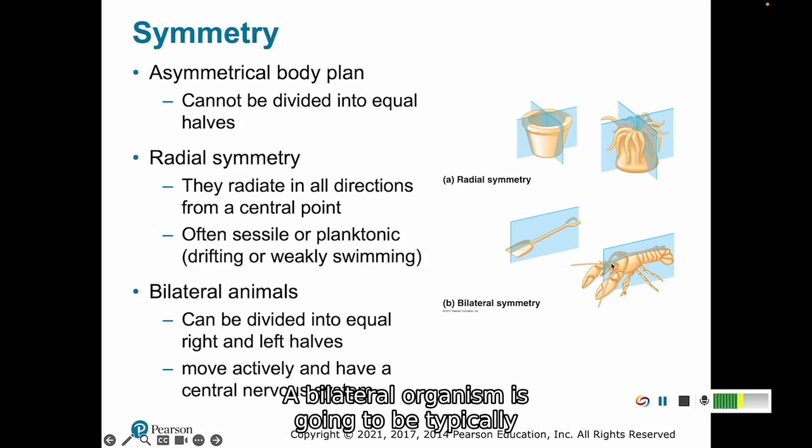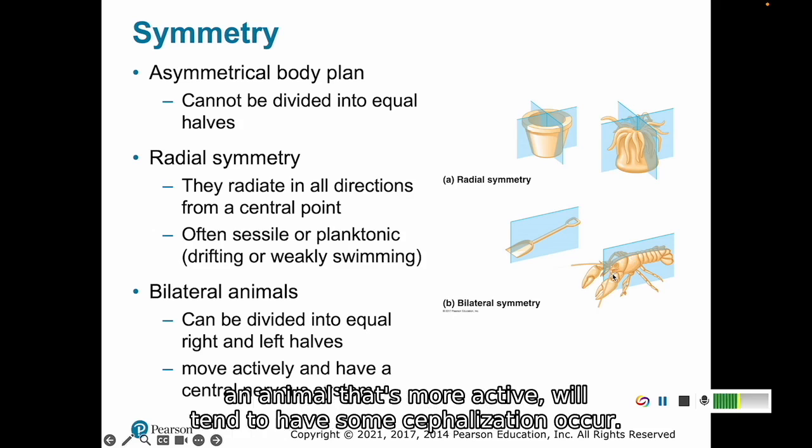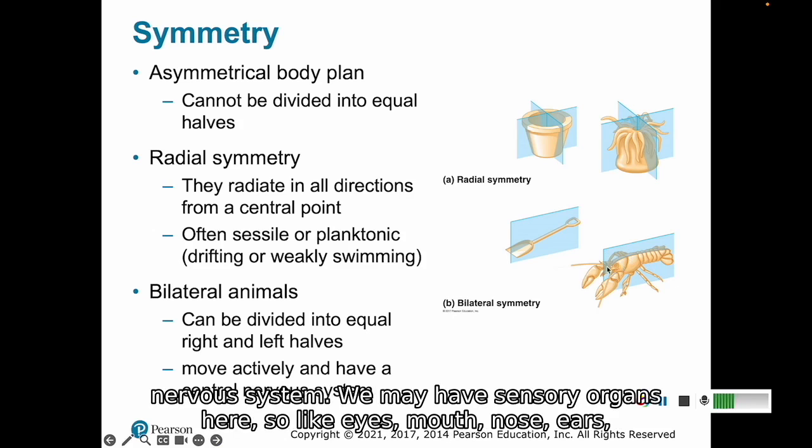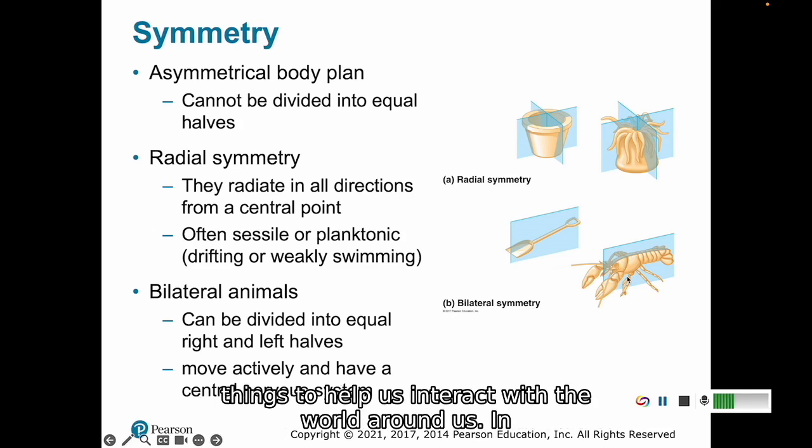A bilateral organism is going to be typically an animal that's more active. Will tend to have cephalization occur. Cephalization means we have like a head that typically will have a central nervous system. We may have sensory organs here, so like eyes, mouth, nose, ears, things to help us interact with the world around us.